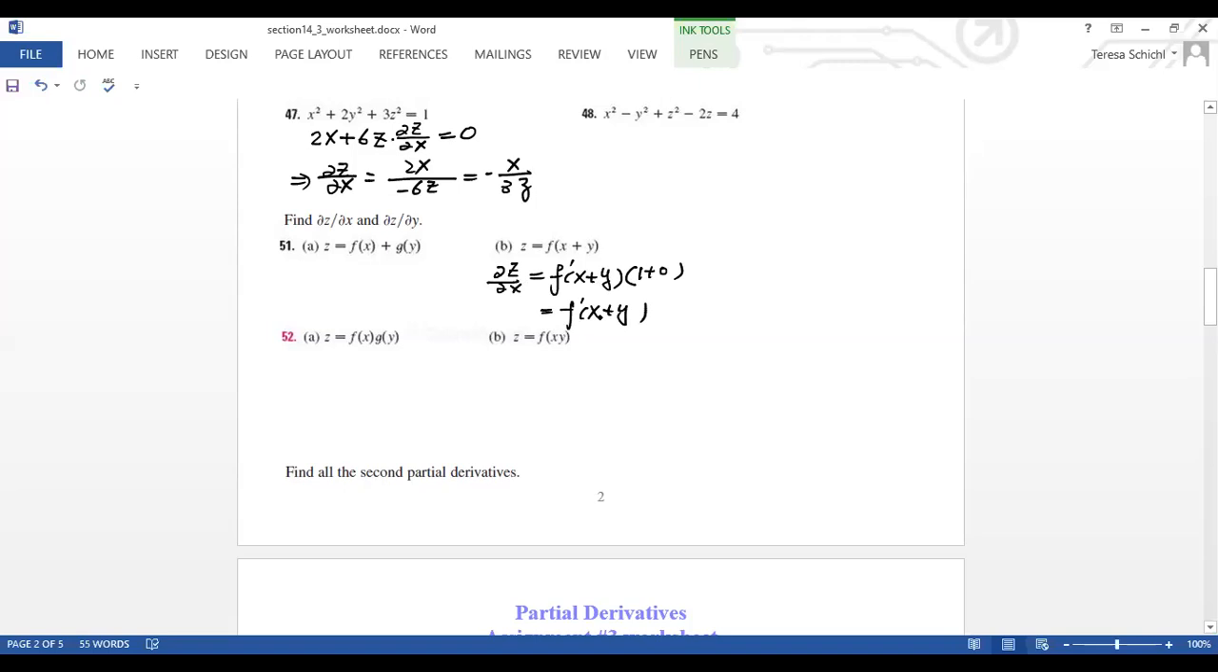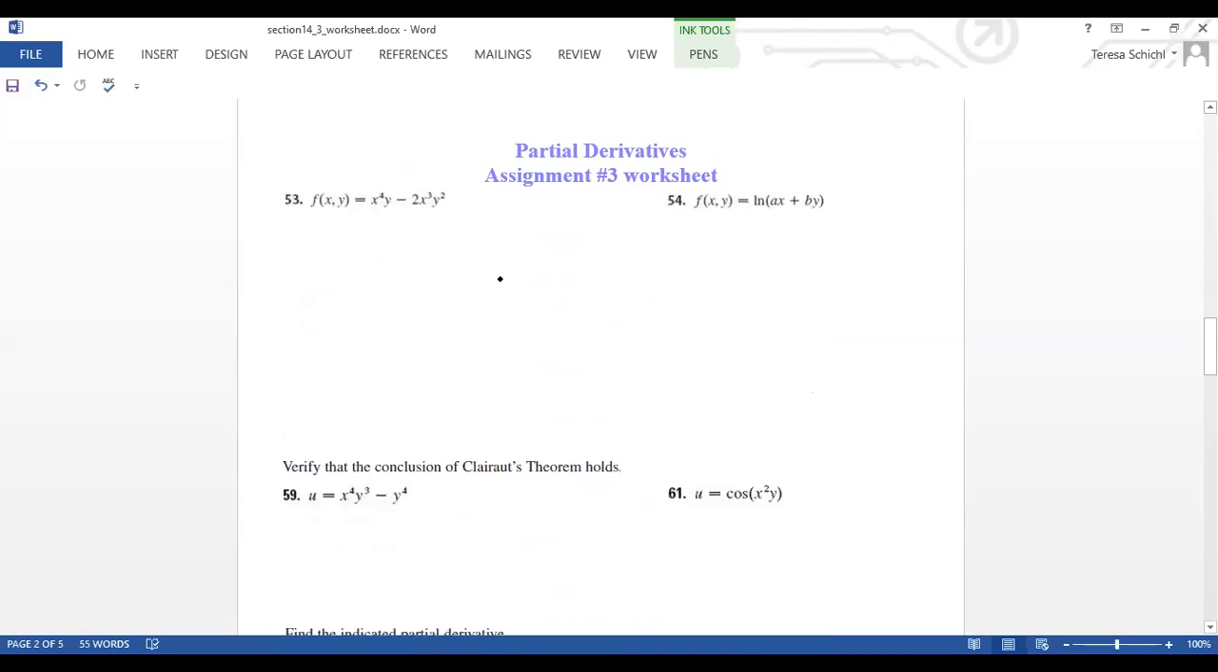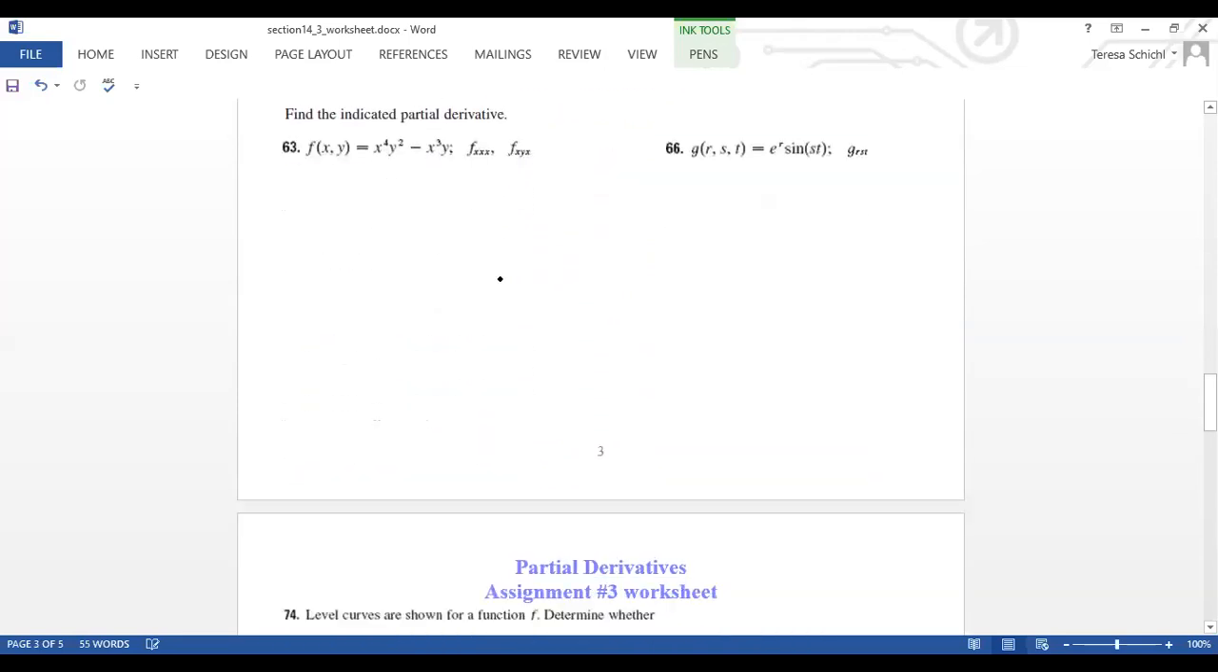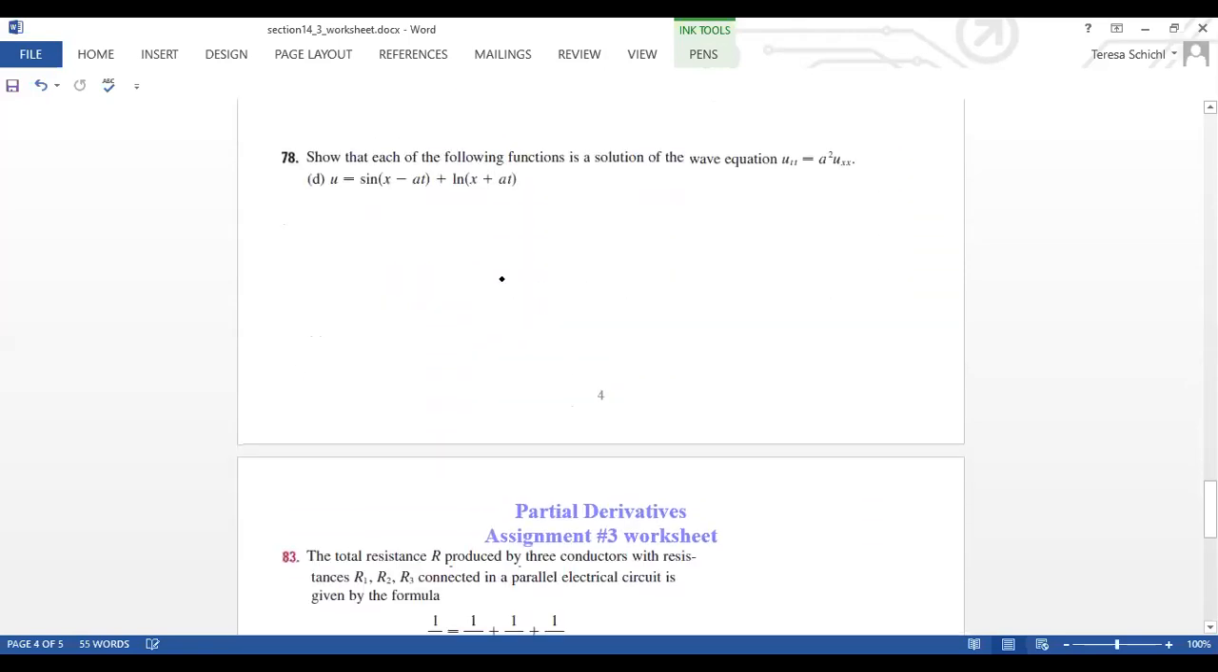And for here, it's the same thing. If you want to do ∂z/∂x here, then you need the derivative of f of x, y, times what you get from the chain rule inside, which will be y here. So that's the problem. Now let's take a look at the next problem. For all the other ones, like the double derivatives, you just need to be careful and continue to take the derivative. And I like to do the concept problems here.